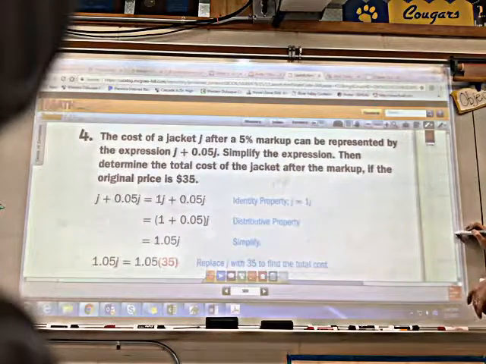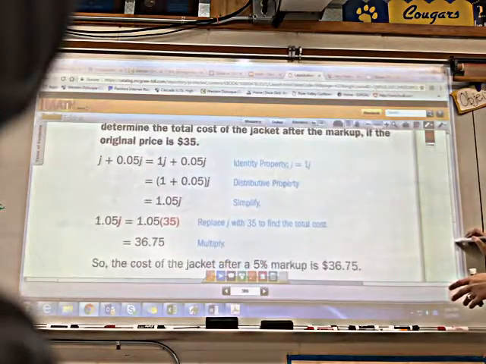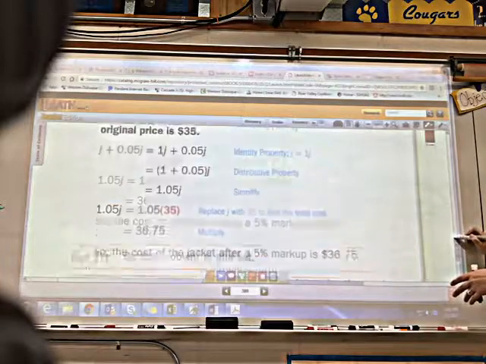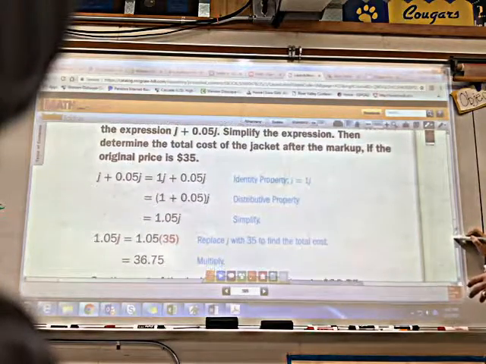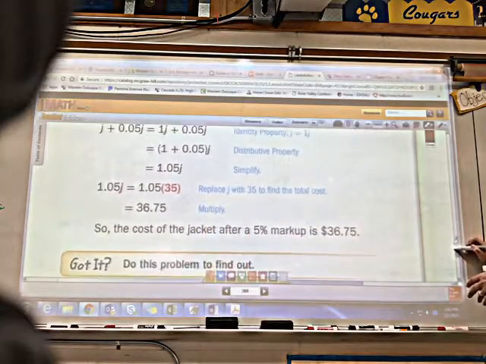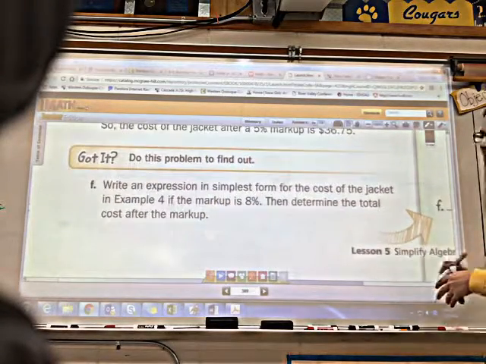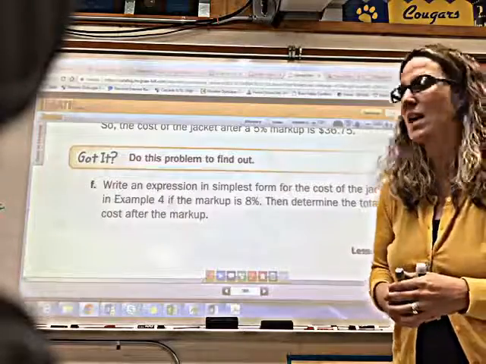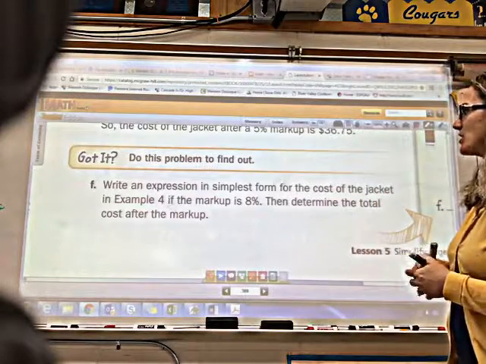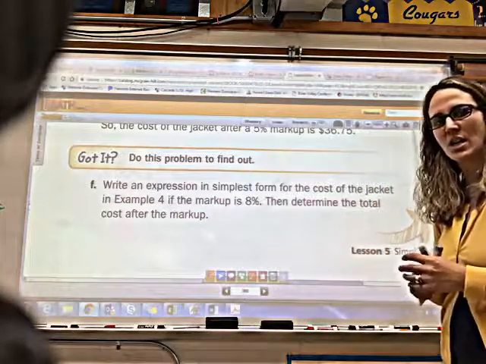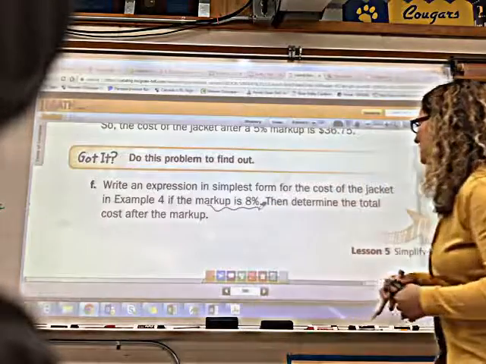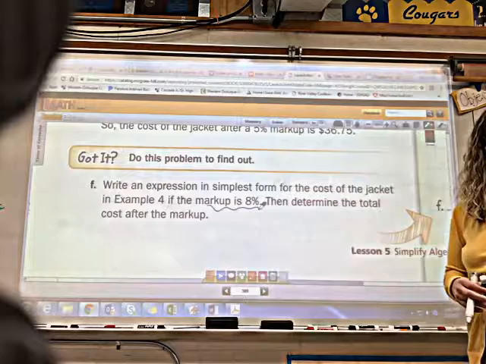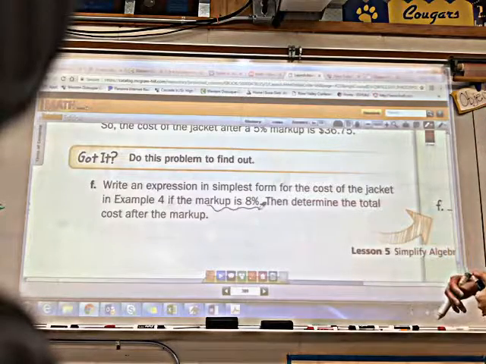The next part is taking a look at real life situations where you're simplifying. So you can take some time and go ahead and read through example 4. Take note. I'm going to go ahead and take a look at example F so we can work on that one together. It says, write an expression in simplest form for the cost of the jacket in example 4 if the markup is 8%. Then determine the total cost after the markup.